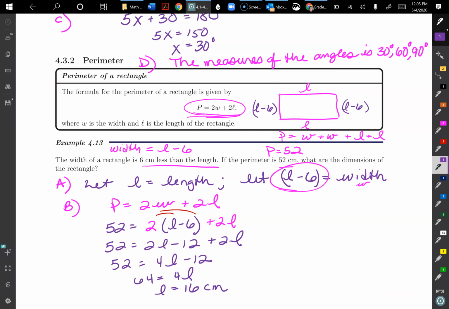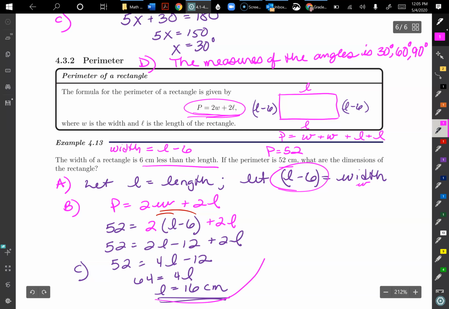But I'm not quite done because I've only got the length. I need to also find the width. So I'm going to look back up here and figure out the width would be the L, which is 16, minus 6, is going to be 10 is my width, okay? So make sure you account for that.